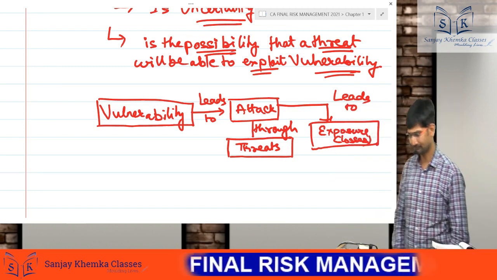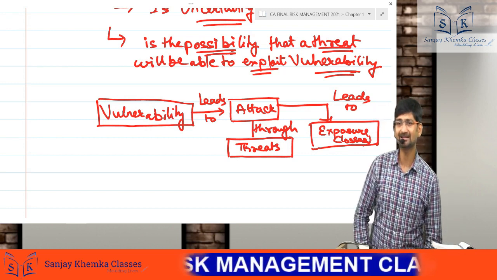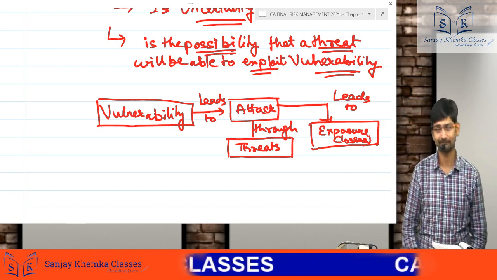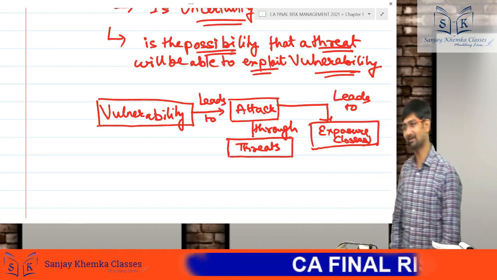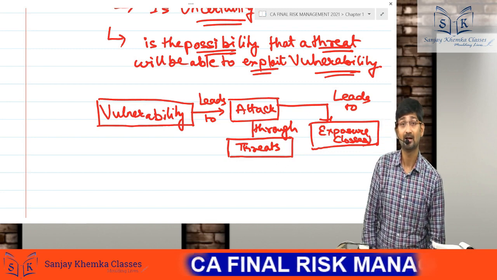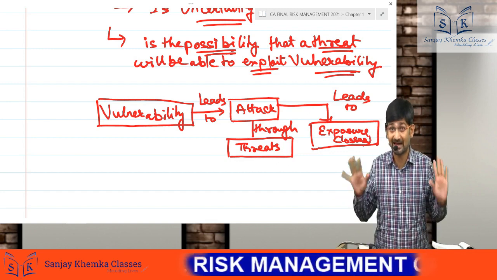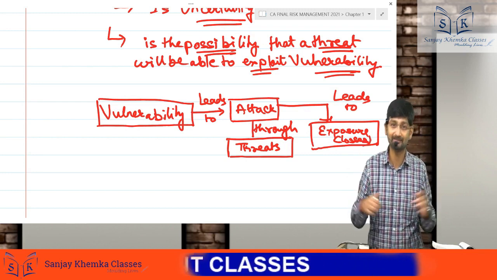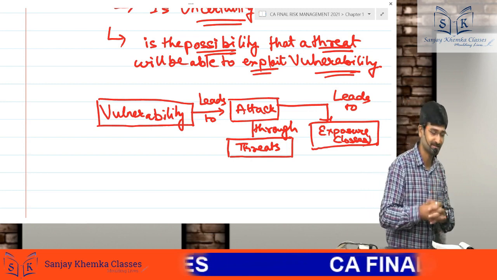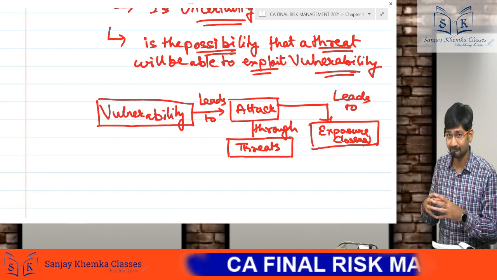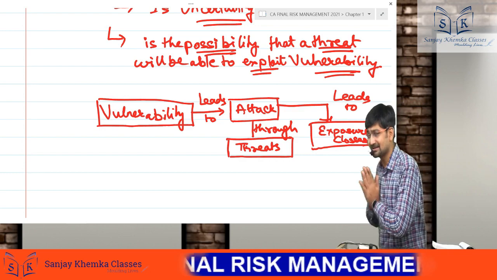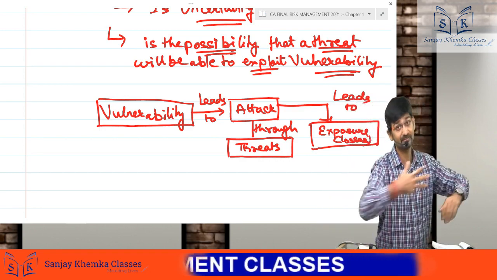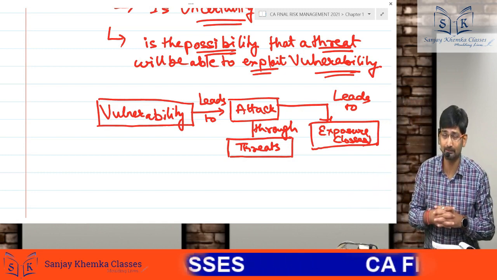I'll give you an example. Let's say if I keep my cash box open, I don't do that, but if I keep my cash box open, it's a vulnerability. Why? It's a weakness. It can be exploited by unwanted people. Threat is any kind of agent that can exploit that weakness. So those unwanted people, thieves, would be threats.